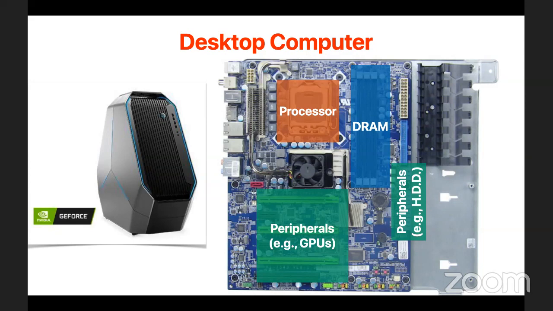And also you need peripherals to store your data, like your hard disk drive or solid state drive, to put your games, to put your video content, to put whatever you want to use in this computer. So this is the basic computer structure. You have processor, you have DRAM, you have peripherals, and you have data storage, right?